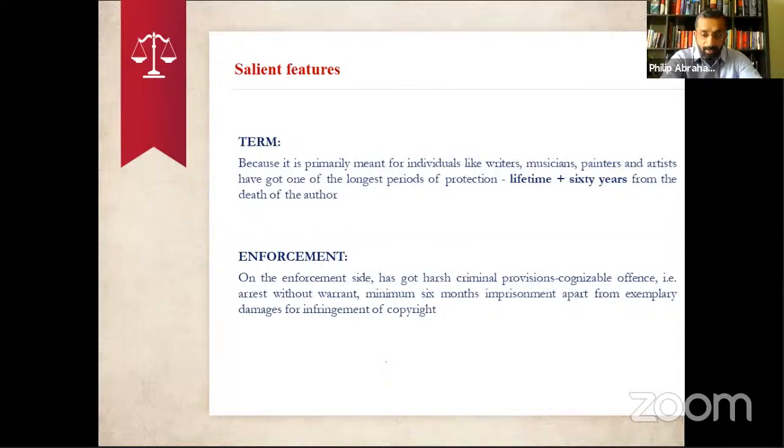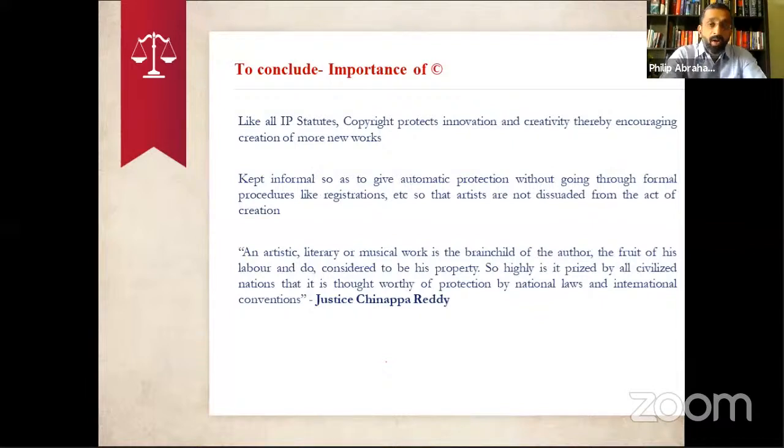Jurisdiction, as I explained earlier, a plaint can be filed in a civil suit where the plaintiff carries on business, which is an exception to the Code of Civil Procedure. To conclude, like all IP statutes, copyright protects innovation and creativity, thereby encouraging creation of more new works. It is kept informal so as to give automatic protection without going through the formal procedure for registration, so that artists are not dissuaded from the act of creation.